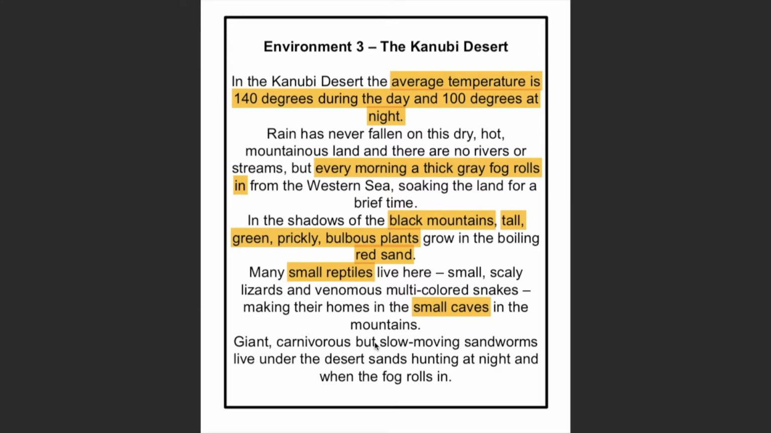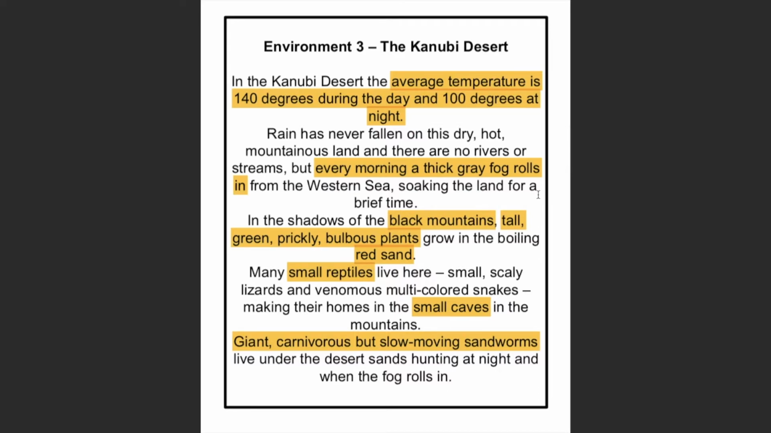Giant carnivorous but slow-moving sandworms. Ooh, this might be some predators that our animal could have. The word carnivorous means that an animal is a carnivore, so it's going to eat meat or other animals, possibly our animal. So I'm going to highlight that these sandworms are really big. They eat other animals, but they could be slow moving. Live under the desert sands, hunting at night and when the fog rolls in.